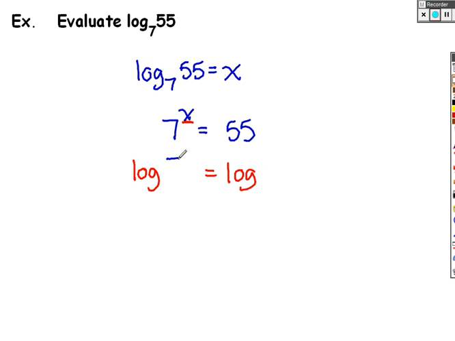So I have log base 10 of 7^x equals log base 10 of 55. And again, I'm using the common log because I can just punch that button in on my calculator. That should allow me to bring the exponent out front.